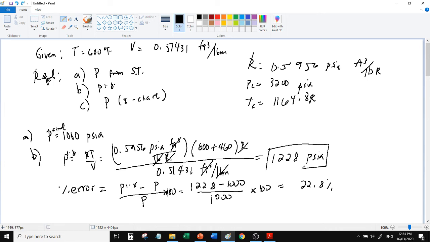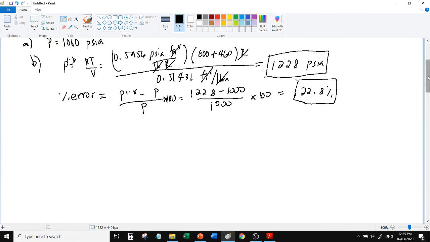Ay! Yun. Control Z pala ang technique. Okay, so that's letter C. I mean, letter B. Now, let's use the Z chart. If we want to use the Z chart, we first need to calculate the pseudo reduced specific volume and reduced temperature.